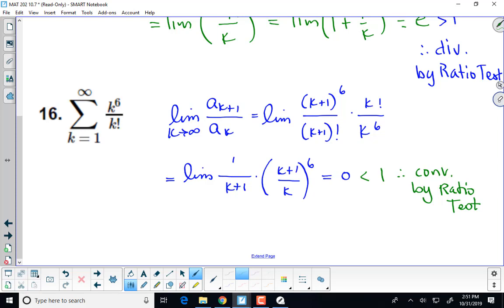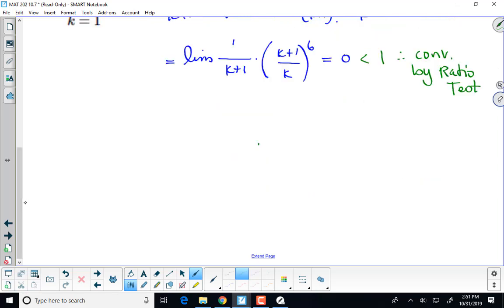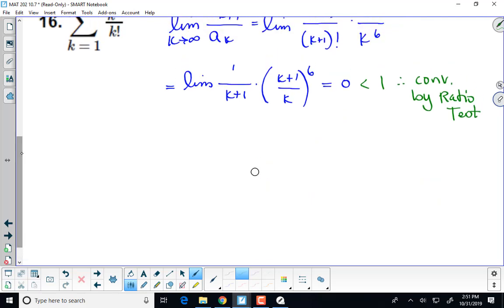Trying to pay attention. Canceled one of the k plus 1. Okay, let's take a look at that. If you cancel the k plus 1, let's see if there's any funny business. We could have the limit of k plus 1 to the 5th over k to the 6th. So here, if you were to multiply out the top, don't you have the dominant term in the numerator being k to the 5th?